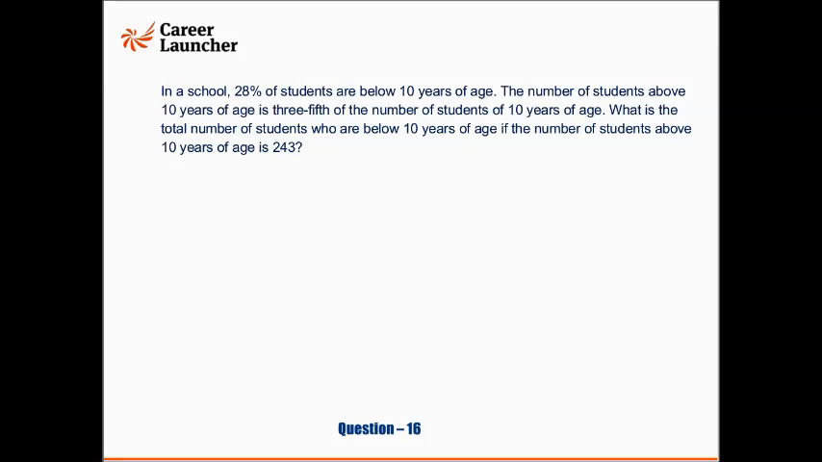So suppose total 8 students are there. If 8 students are there, then 3 students will be who are above 10 years of age, and 5 students will be who are of 10 years of age. Correct. And it is given that number of students who are above 10 years of age is 243. That means 3 will be equivalent to 243. Right. Now if you add 3 and 5, that is 8.